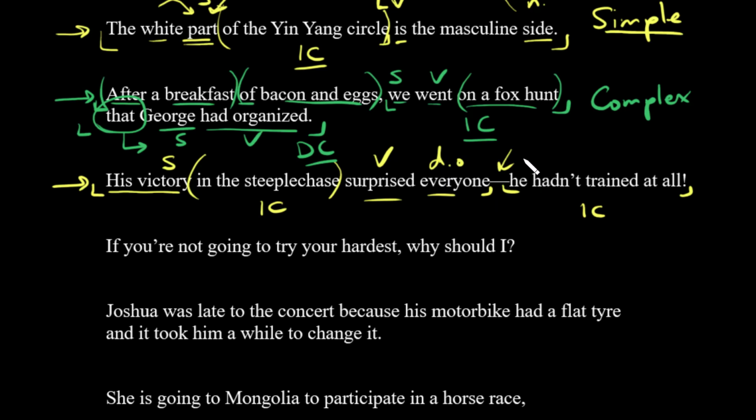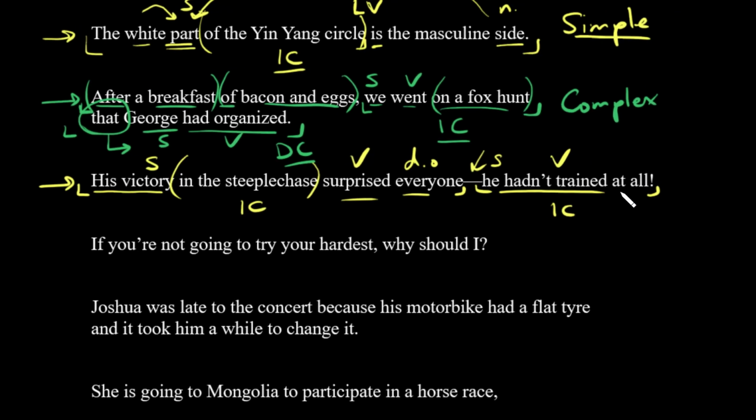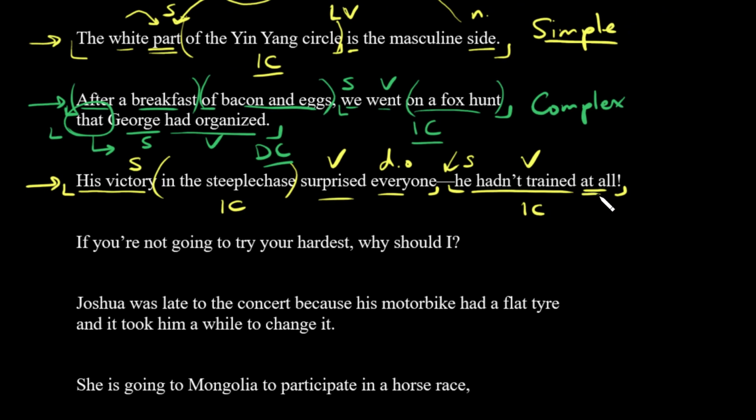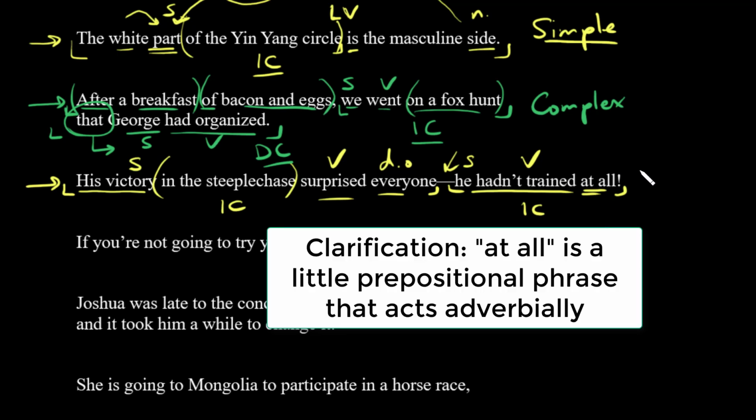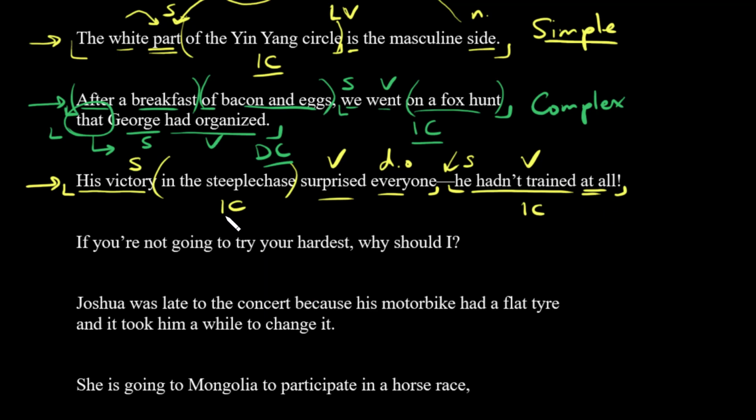Second one, he is the subject, hadn't trained is the verb, and then there's a bunch of adverbial modifiers at the end here. All right, so we have two independent clauses joined here by a dash, and when we have two independent clauses in a sentence, we call this a compound sentence. So a compound sentence.